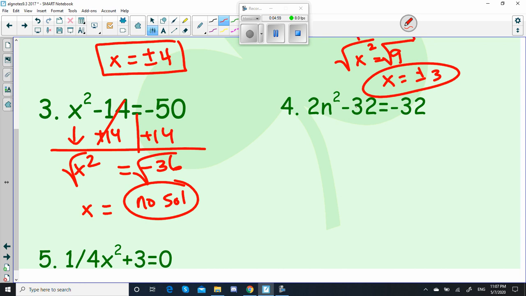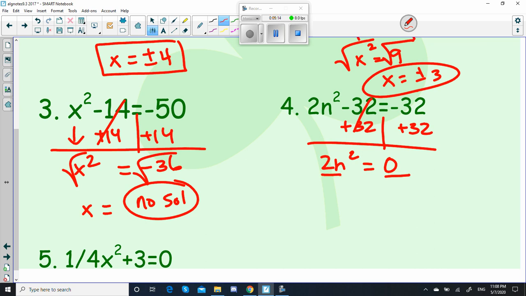All right, let's try this one, number 4. Okay, so I'm going to move my minus 32 by adding it. So those cross out, 2n squared drops on the left, and over here that becomes 0. So now I'm dividing both sides by 2 because I want to isolate the n squared, and I'm taking the square root.